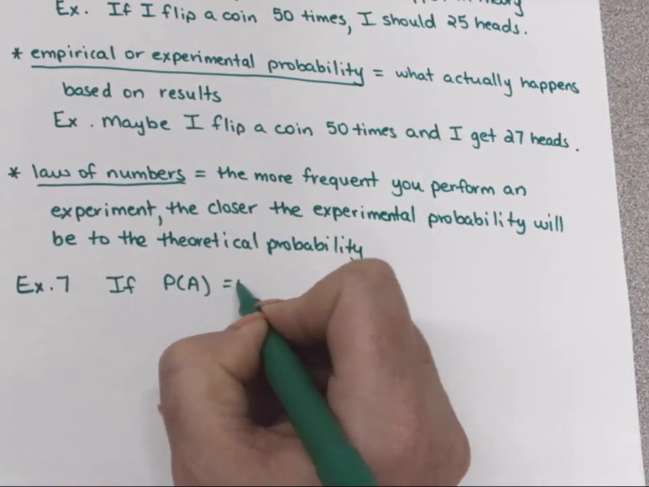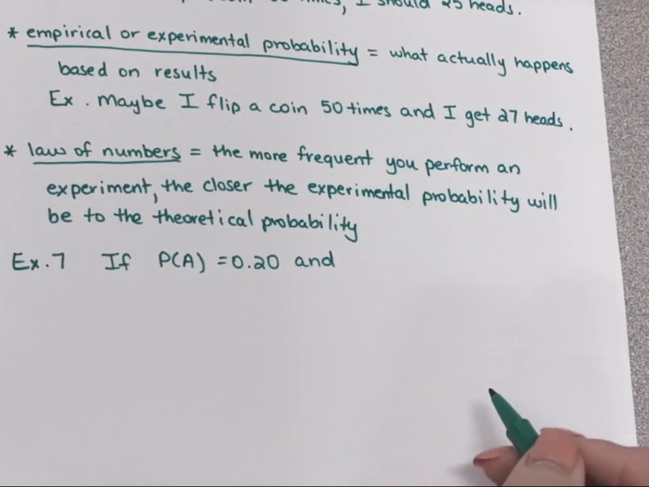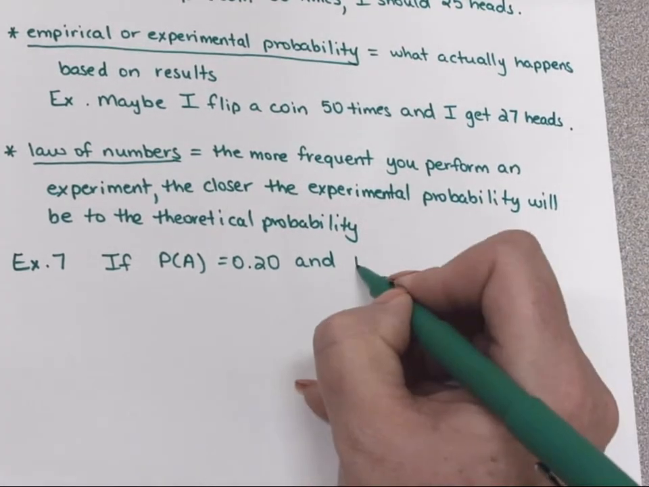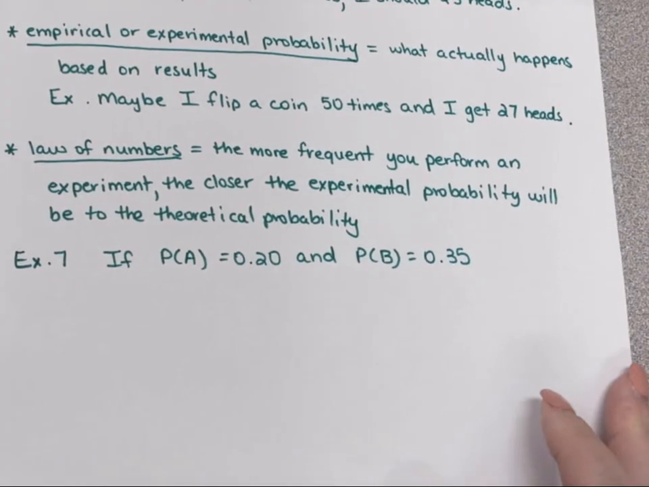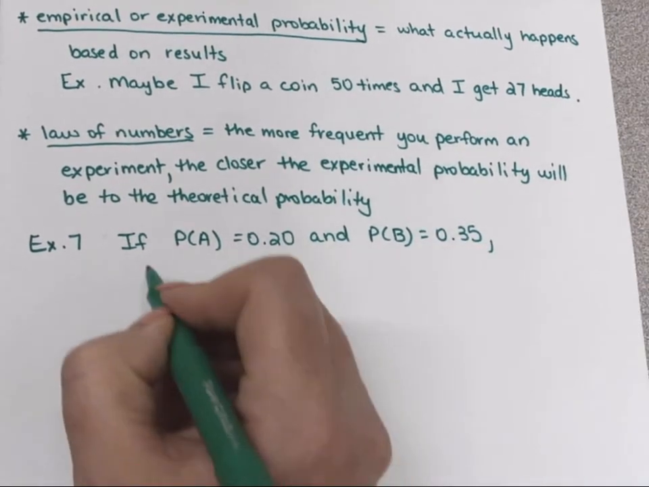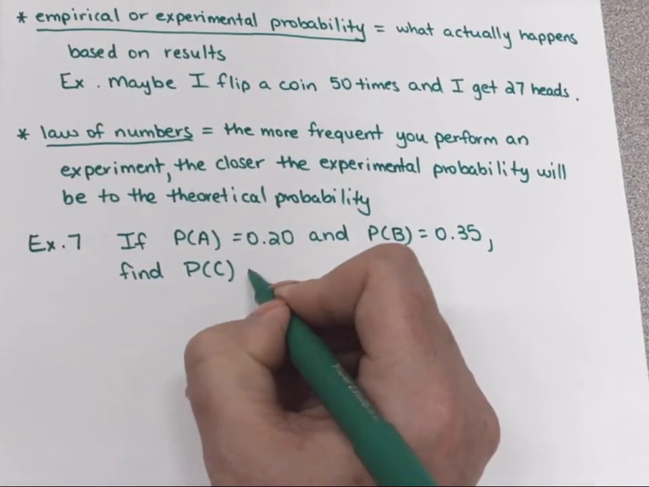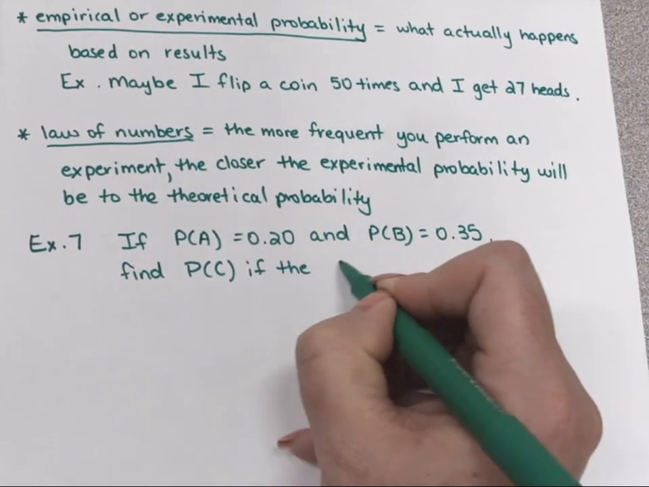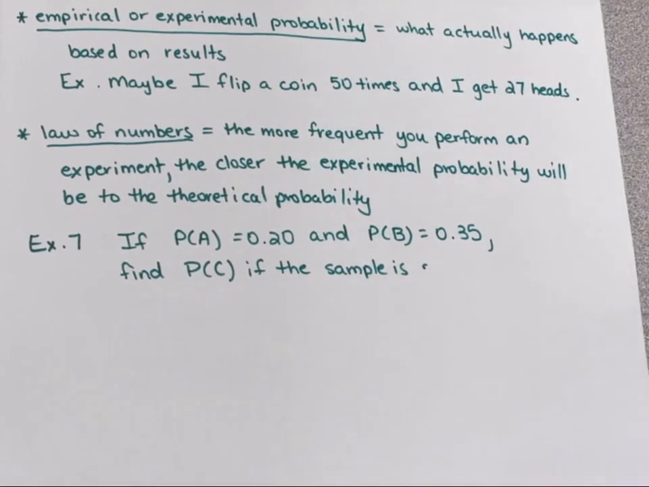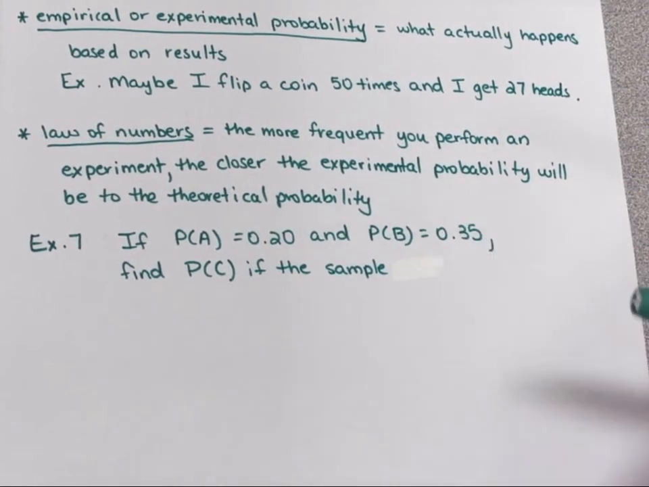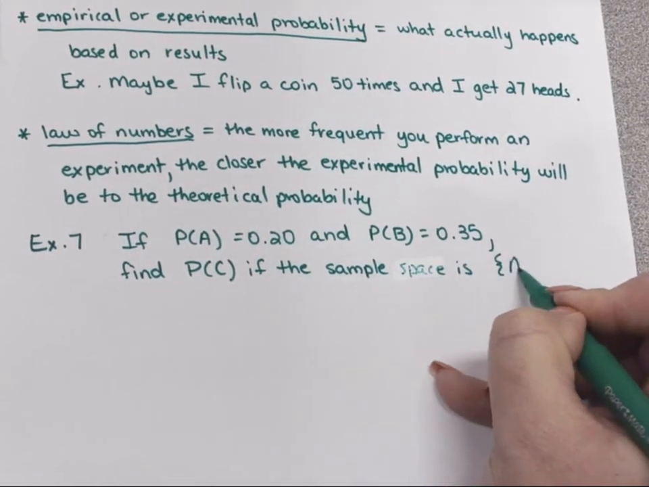All right, so let's look at a problem where I just give you some numbers. So let's say the probability of some event A is 0.2, and the probability of some event B is 0.35. And then let's say I ask you to find the probability of C if the sample space is A, B, or C.